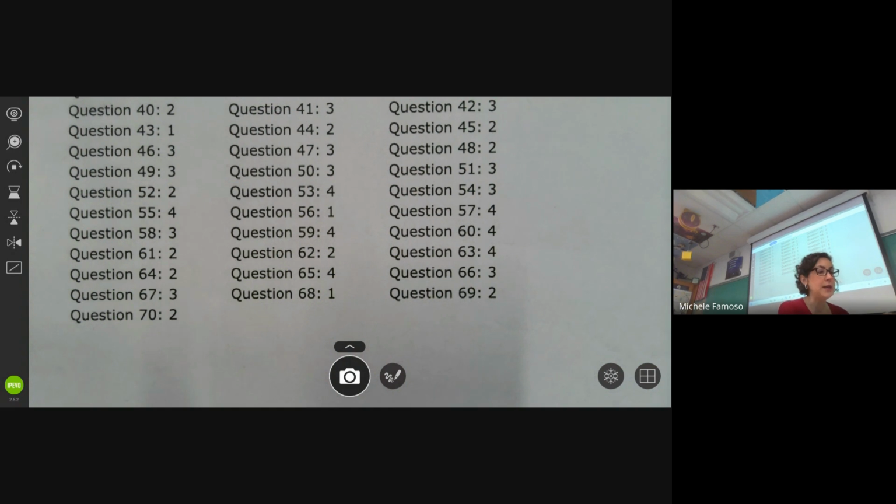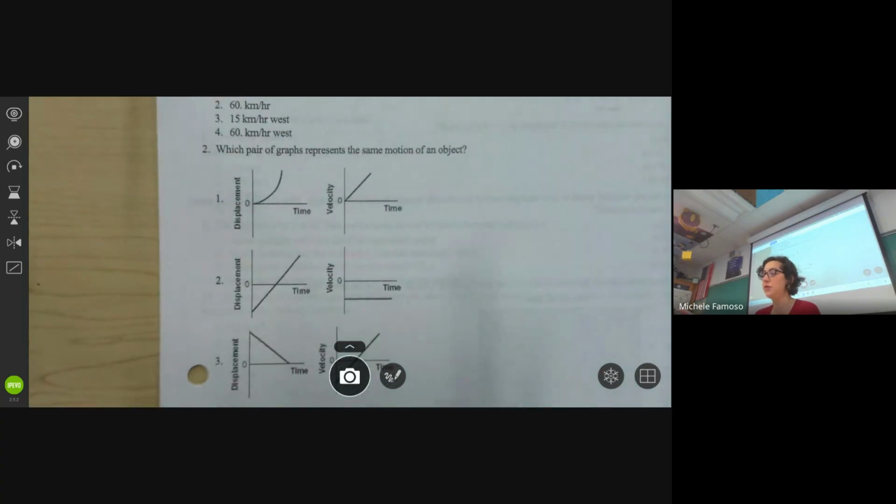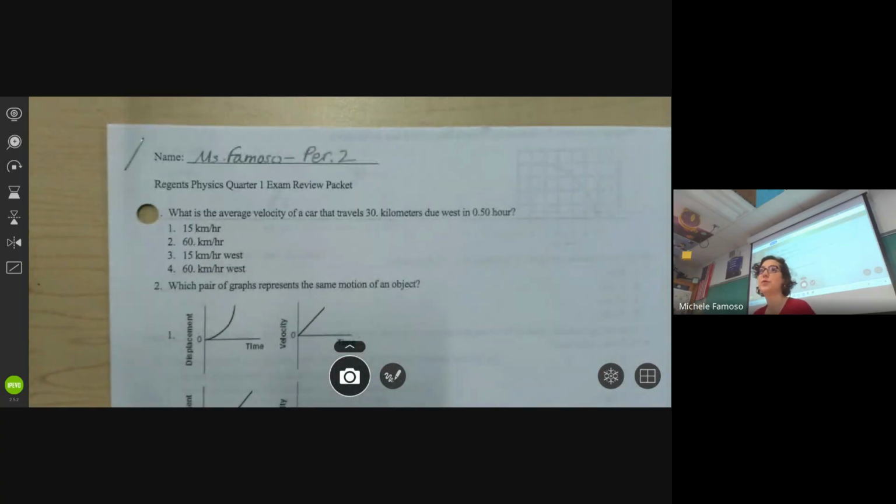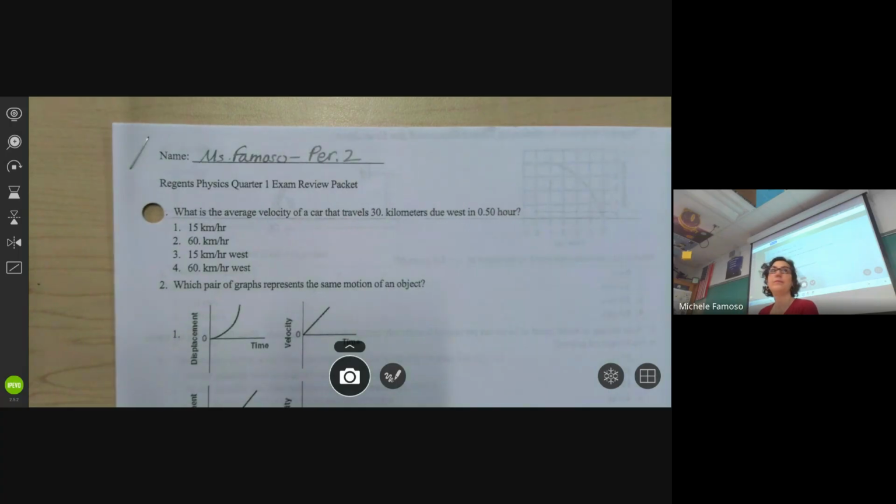All right, the way I'd like to go through this is page by page, so that way we're not flipping back and forth. So let's start on the first page of that packet. That's questions 1 to 3. Would you like to go over any of those 3 questions, 1 through 3? Yes.